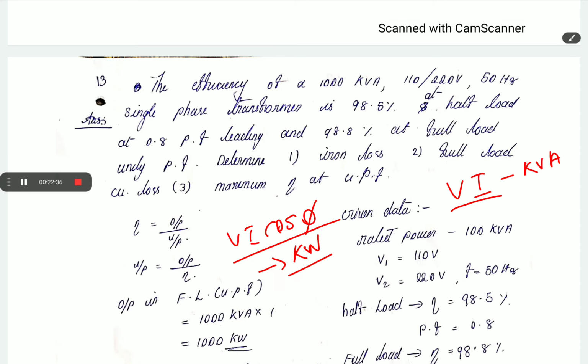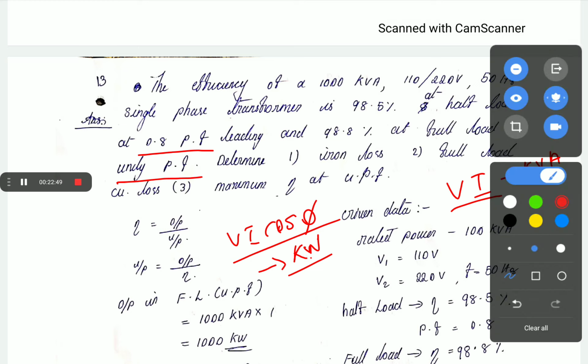Okay, so here you have given 0.8 power factor, and here at full load also it is unity power factor. Power factor തന്നിട്ടുണ്ട്, so you can convert that into kilowatt.